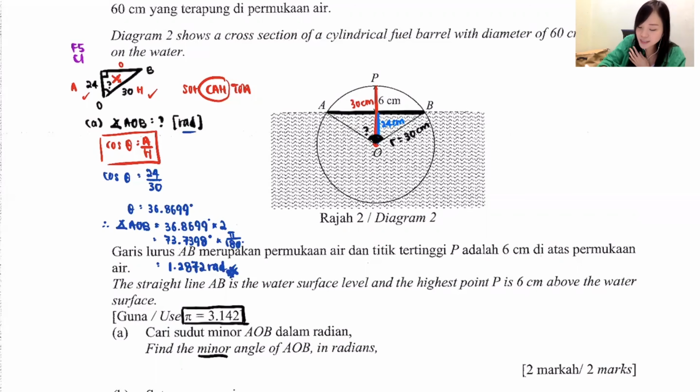That, I got the answer. Usually when I get the answer, I will always update the diagram just in case later on I need it. So 1.2872 radians. Hopefully you guys all okay. Let's go on with B.